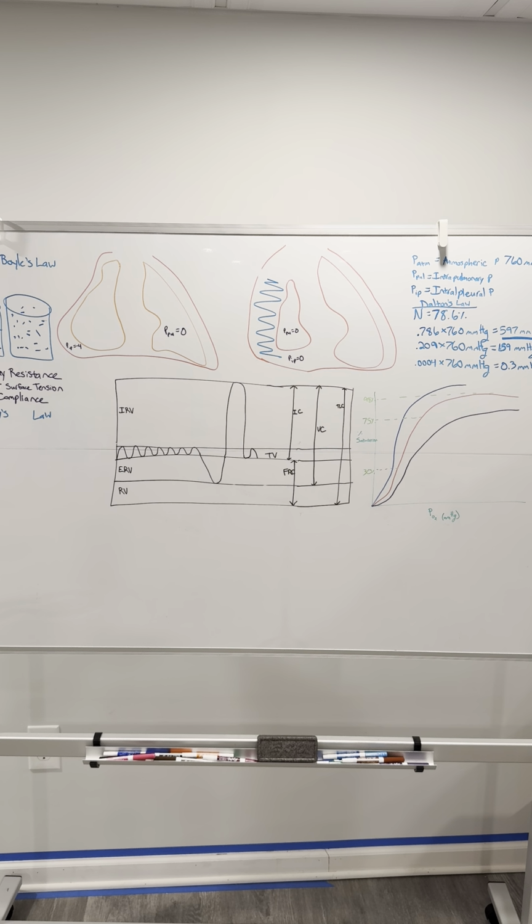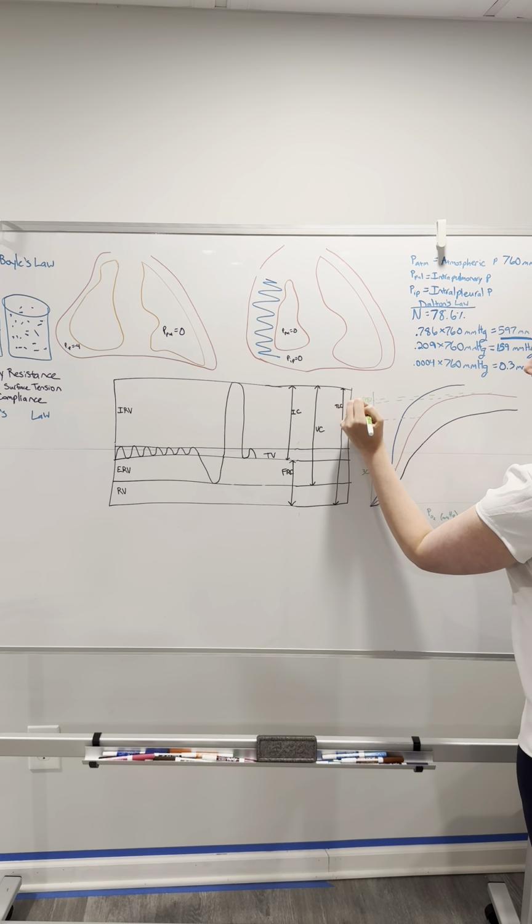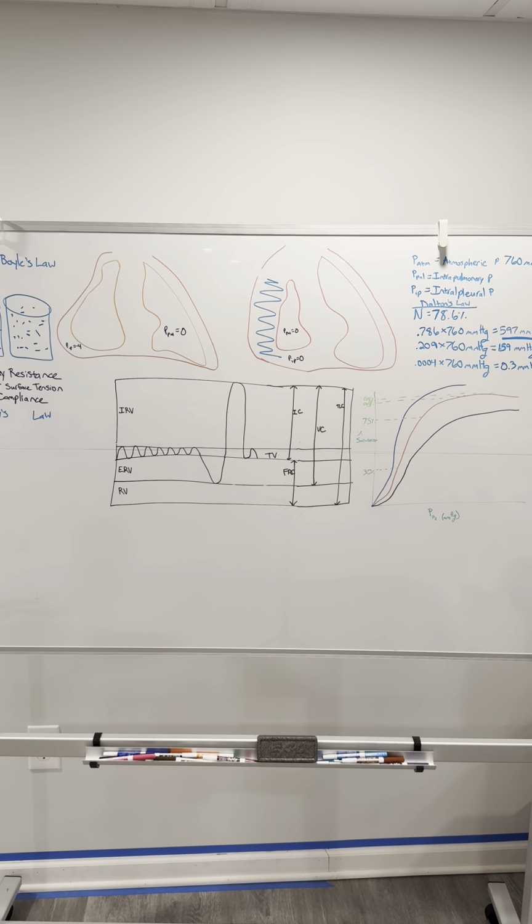So what happens if we're at high altitude? This is at normal altitude. At high altitude, our percent saturation only slightly decreases. So at high altitude, we're only at about here, 95%. So it doesn't actually decrease as much as some people may think. We still have pretty good saturation of oxygen, but it does decrease slightly.